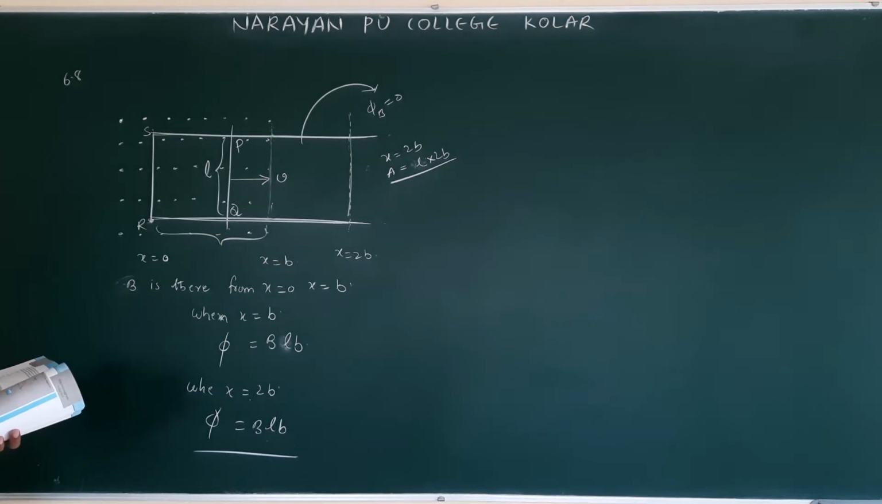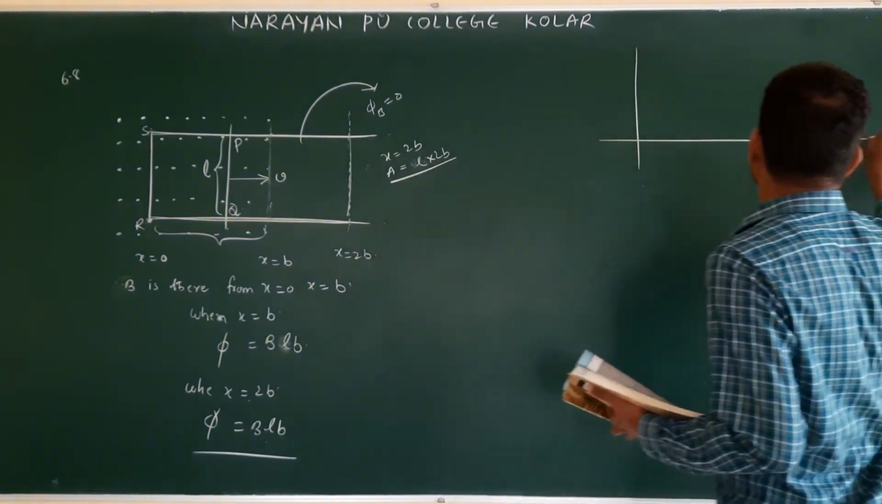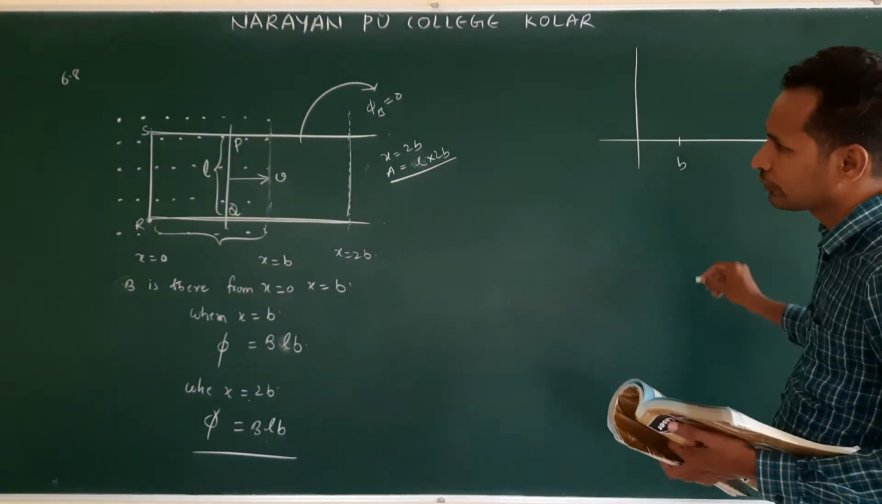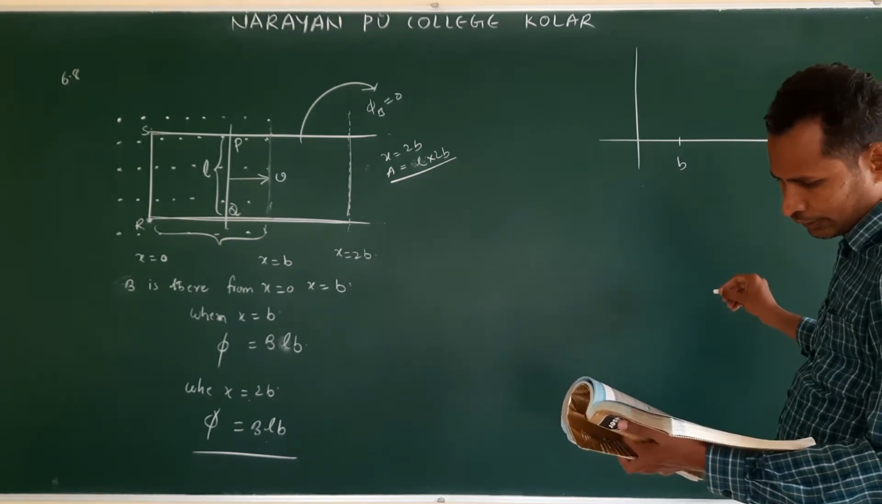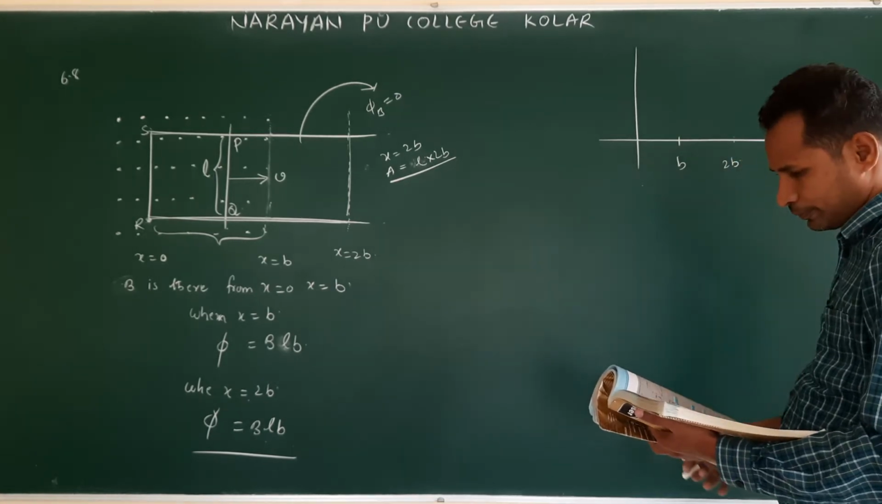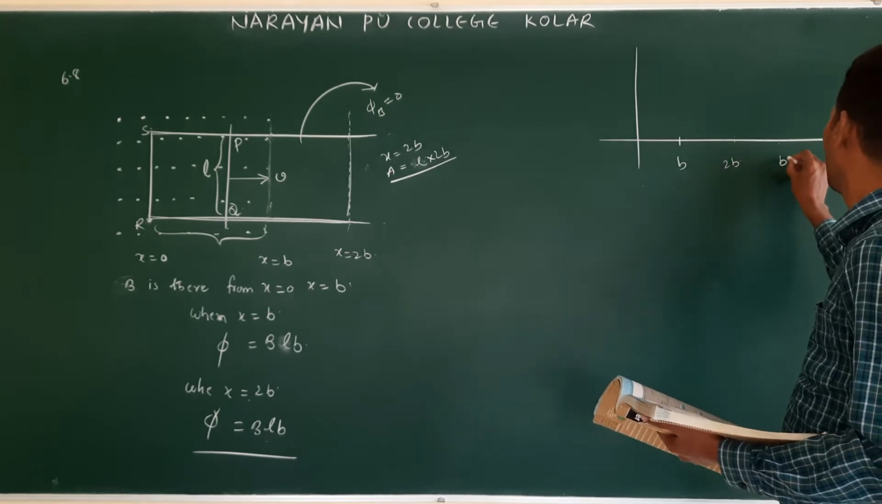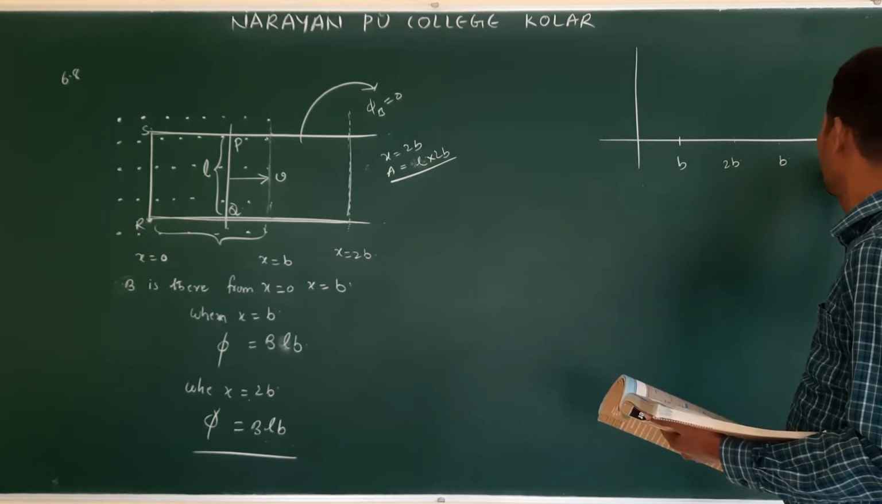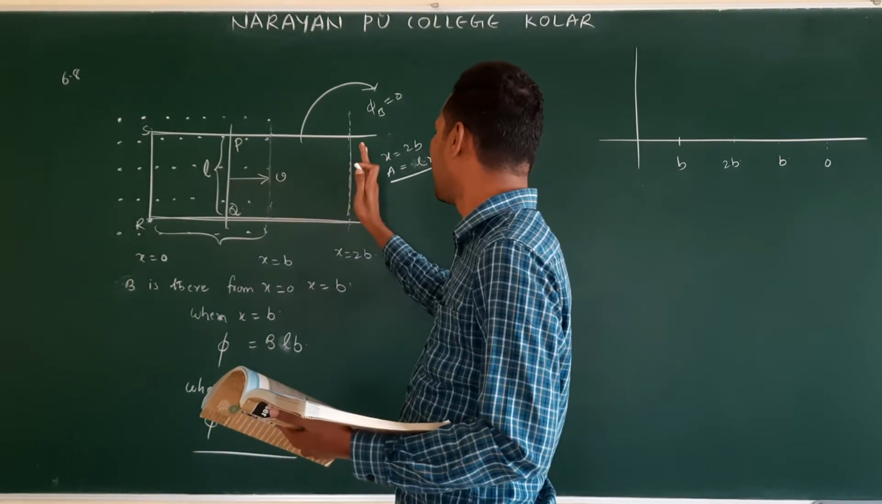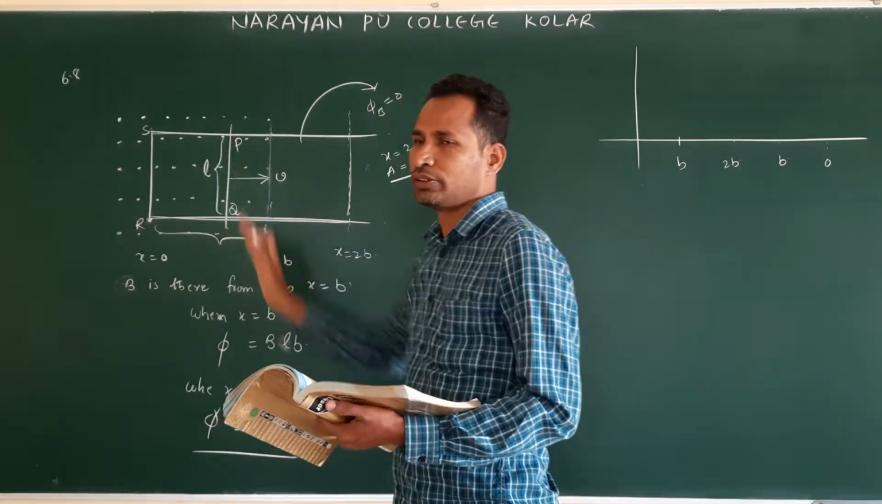Clear? Next, we frame the flux. They ask the flux diagram, the graph. Here b, they taken b. Here it is 2b. Clear? Again b, again 0. It means it is moving up to 2b, again coming, going back. Move forward and backward, like that.